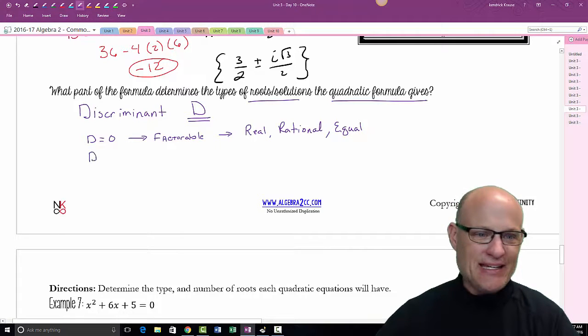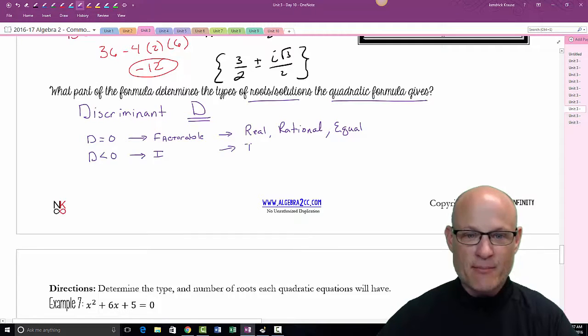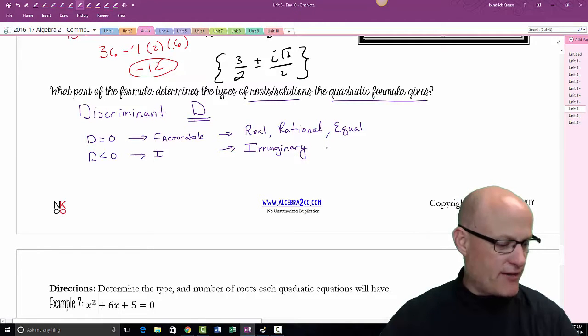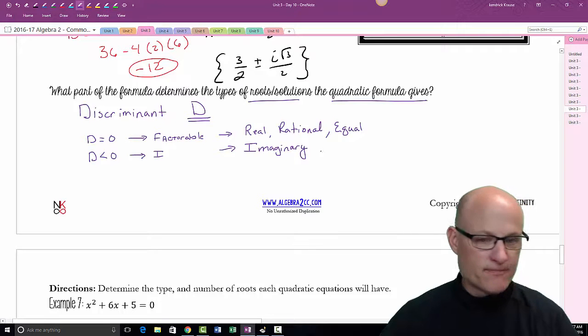If your D is less than 0, and this is the weird case, this is imaginary. The only thing you're going to remember about this one is it's imaginary roots. Your discriminant is going to be negative, and you're going to have imaginary roots.